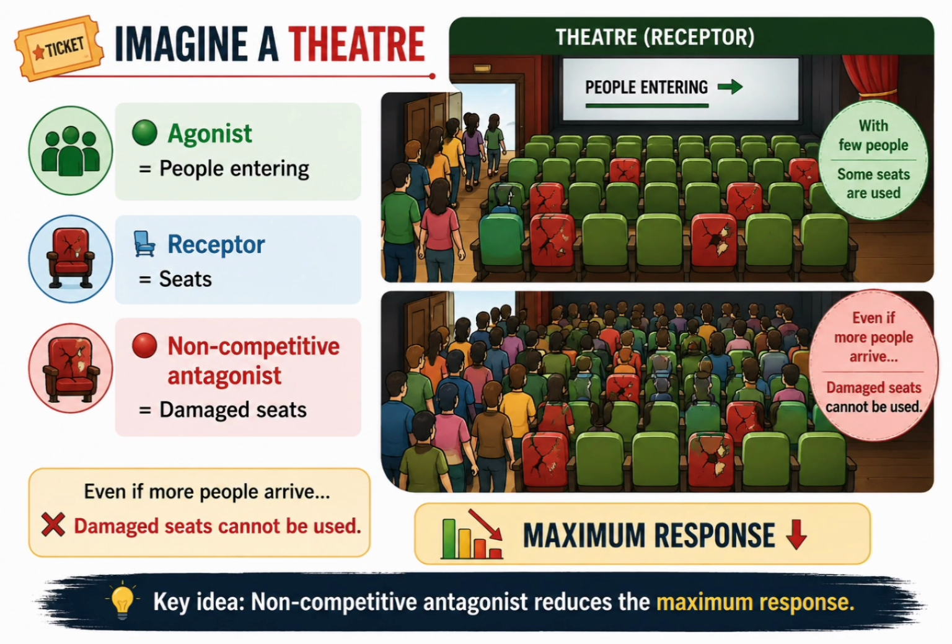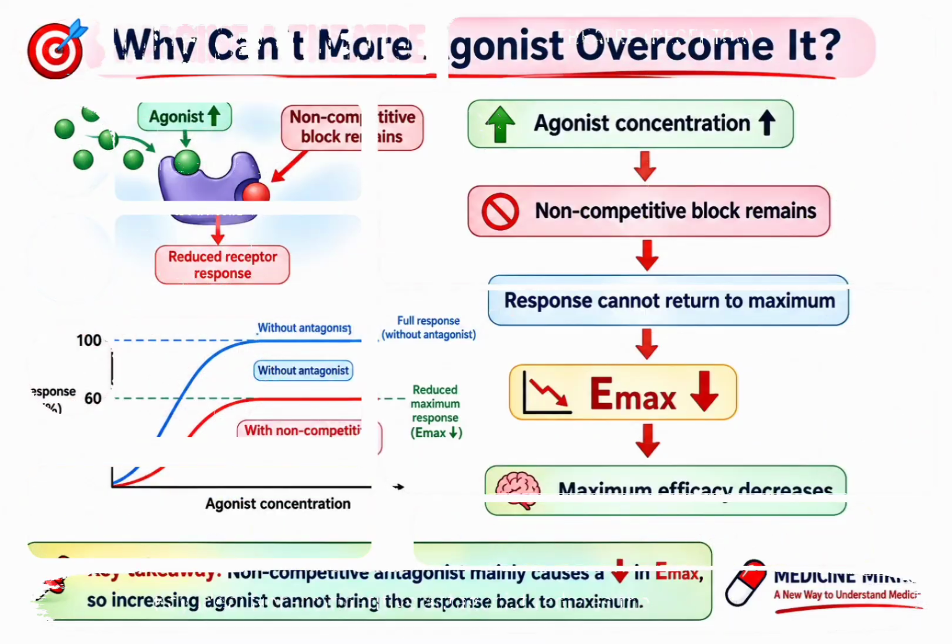Let's understand this with a simple theater example. Imagine the receptor is a theater and the agonist is people trying to occupy the seats. Now, some seats are permanently damaged by a non-competitive antagonist. Even if we bring more and more people into the theater, those damaged seats cannot be used. So the maximum possible response decreases.